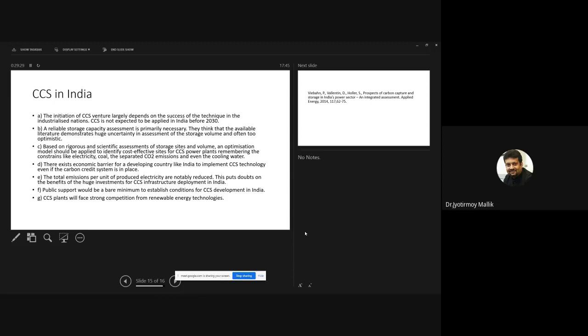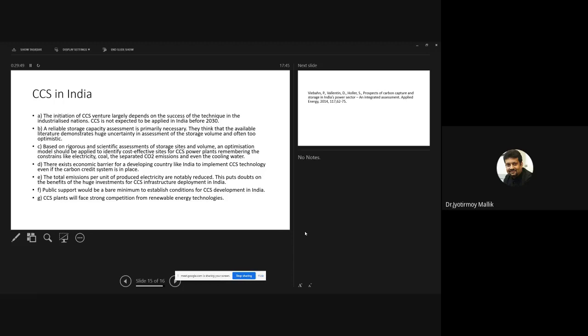Based on rigorous scientific assessments of storage sites and volume, an optimization model should be applied to identify cost-effective sites for a CCS power plant, remembering the constraints like electricity, coal, the separated CO2 emissions, and even the cooling water.